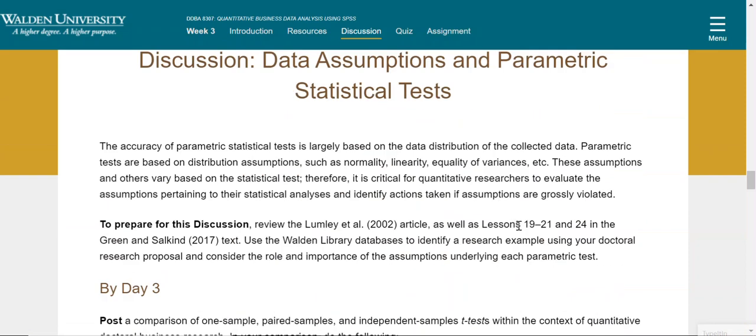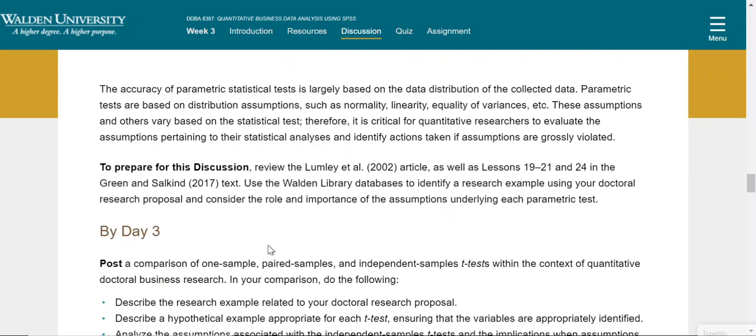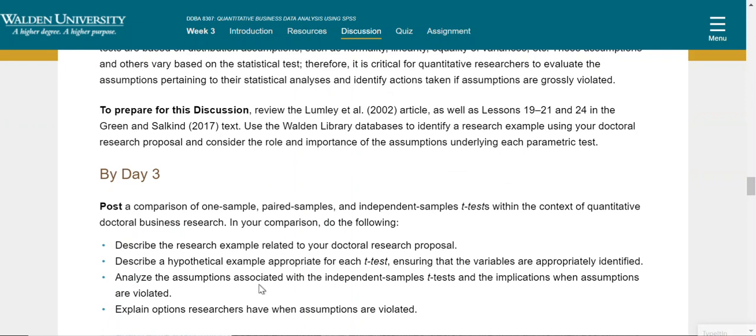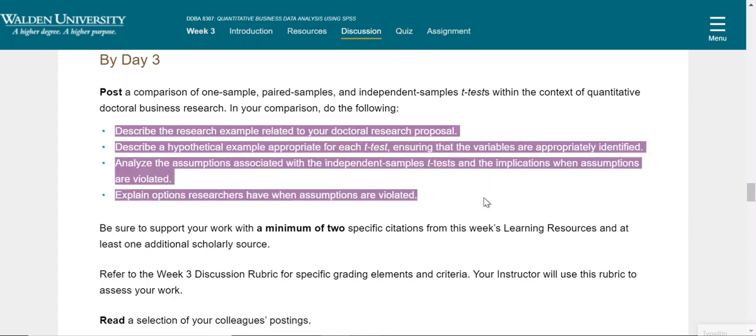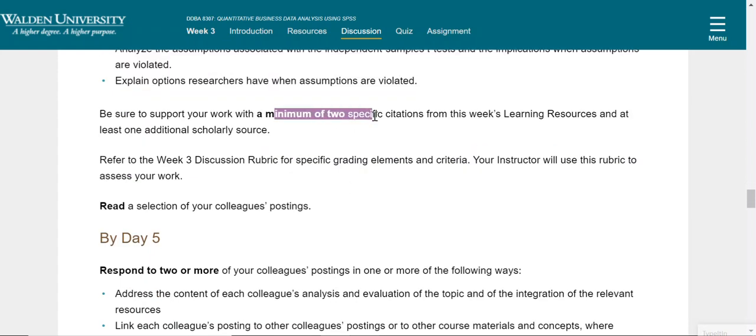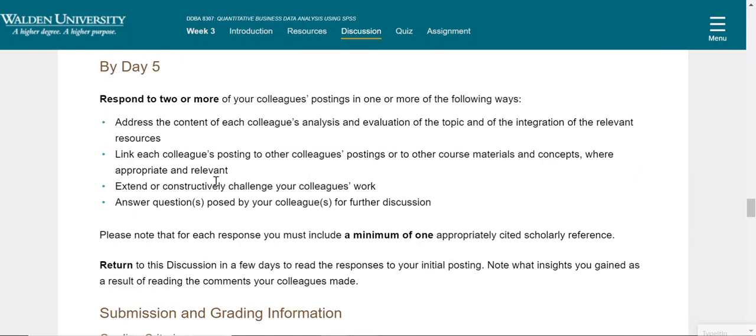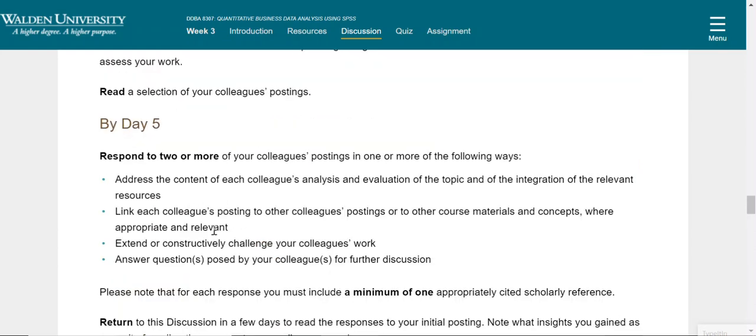And then our discussion. We're talking about this week about data assumptions and parametric and non-parametric tests. Please read the Lumley article as well as lessons 19 through 21 in your textbook. By day 3, which is Wednesday, make sure you've posted your initial post answering each one of those questions. And then make sure you provide 2 specific citations. And then by day 5, but at least by the end of the week, the more the better. Go and give feedback to 2 of your classmates. The more, the better. So make sure you're active in your discussions.